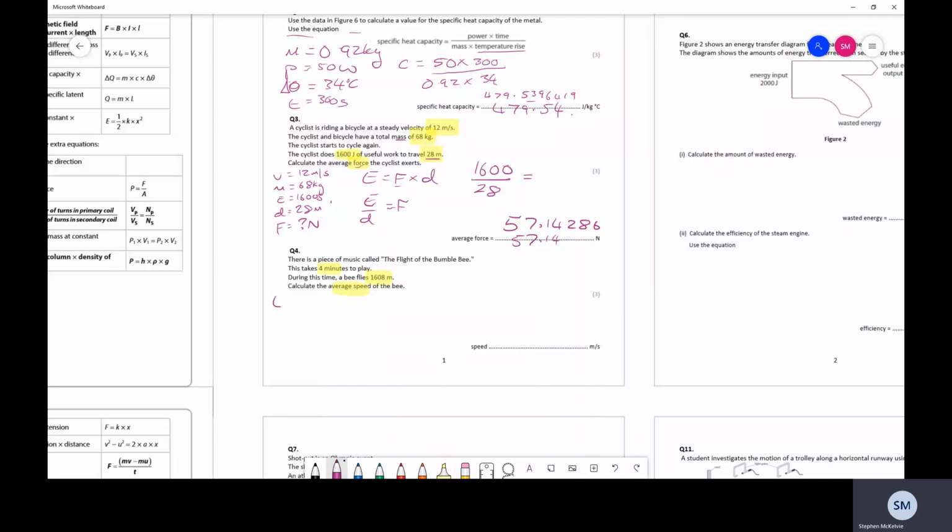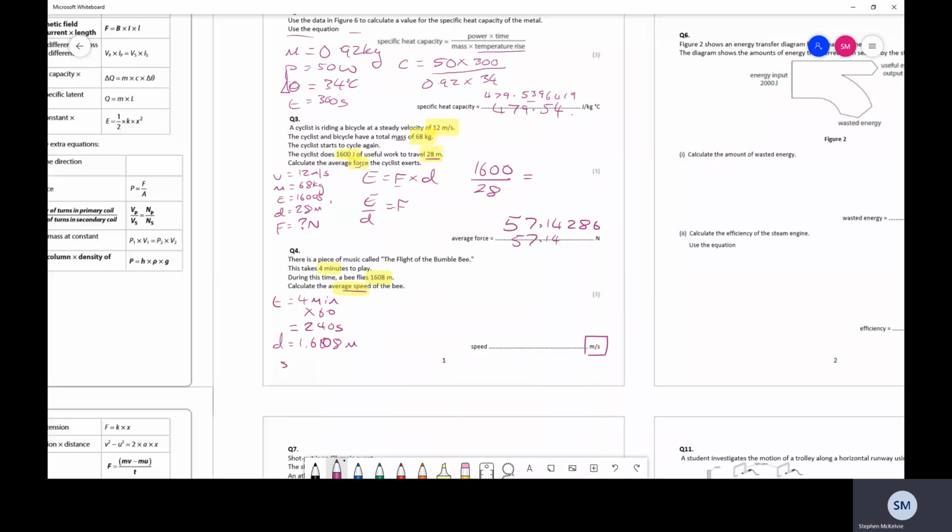So same thing. Time is equal to 4 minutes. Now, when I see minutes, I think that's not good. I want to convert that to seconds because that's the base unit for time. I'm just going to look over here at my units, and yes, they do want me to do that. So 4 multiplied by 60, 240. 240 seconds of time. He flies for 1,608 meters. Now, that could be up or down or across or whatever. I'm still going to make that a distance, 1,608 meters, including my units.